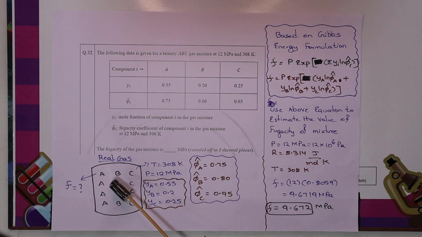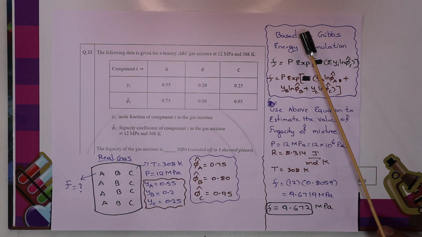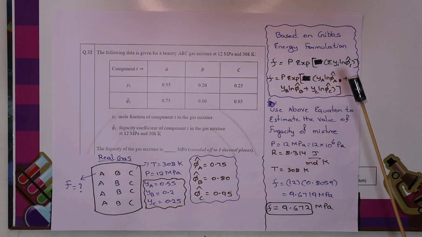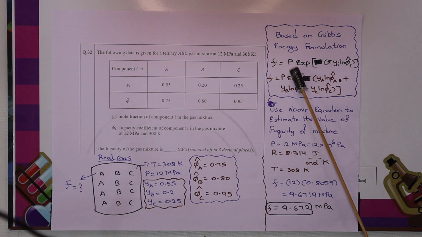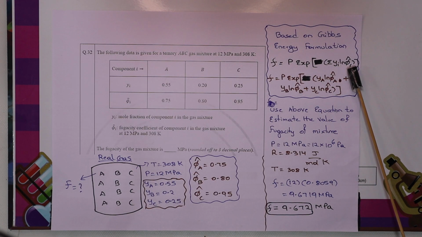If only pure A, pure B, pure C is present, this cap is removed: the fugacity coefficient of A, fugacity coefficient of B, fugacity coefficient of C. Given the data, you have to find out the overall fugacity of this particular mixture. Based on the Gibbs energy formulation, the fugacity of this mixture containing A, B, C can be estimated using f is equal to P into exponent of sigma yi ln phi i cap.